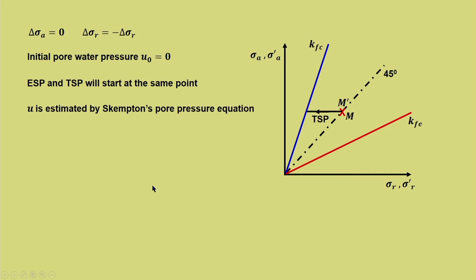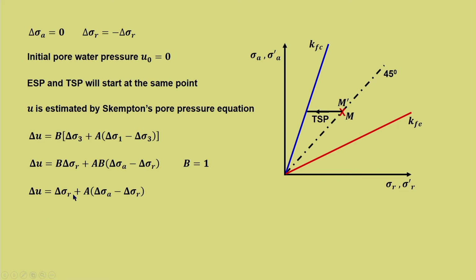Now, what is the next procedure? We know that it is undrained. So, we need to have the pore water pressure either measured or estimated. So, let us estimate U based on Skempton's pore water pressure equation. Is it going to be same or different? It will definitely be different because it will be corresponding to radial stress variation. So, delta U, again the same procedure, it is written in terms of delta sigma R, delta sigma A, B equal to 1. So, delta U is equal to delta sigma R, rearranging this, plus A into (delta sigma A minus delta sigma R). So, delta U is equal to A into delta sigma A minus delta sigma R into (1 minus A).